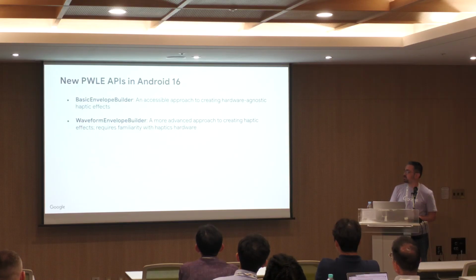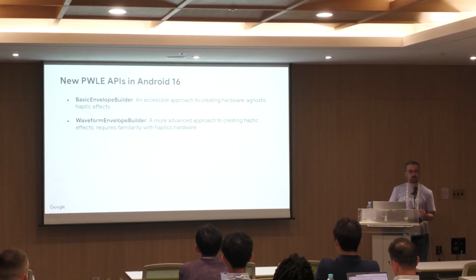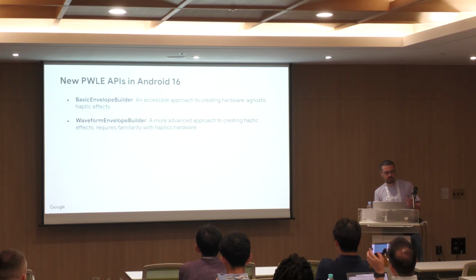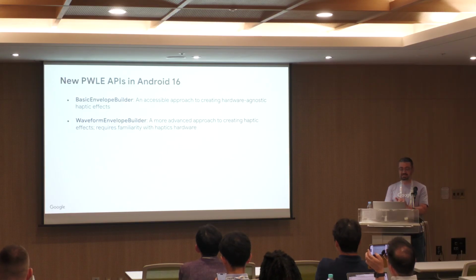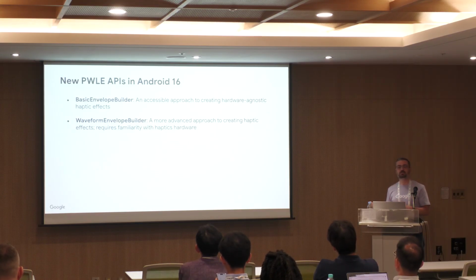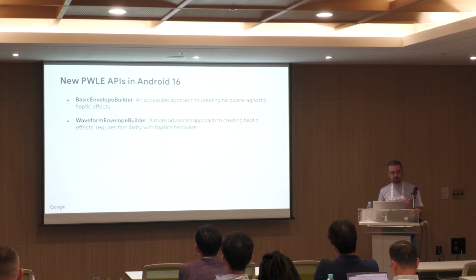So what we did add in Android 16 are these two APIs, the basic envelope builder and the waveform envelope builder. The basic envelope builder is an accessible approach, which doesn't need a lot of haptic knowledge to get into and to use. The waveform envelope builder is a bit more advanced. You will need to have a bit of knowledge in haptics and the hardware behind that to be able to use it, but it is available for everyone to try.